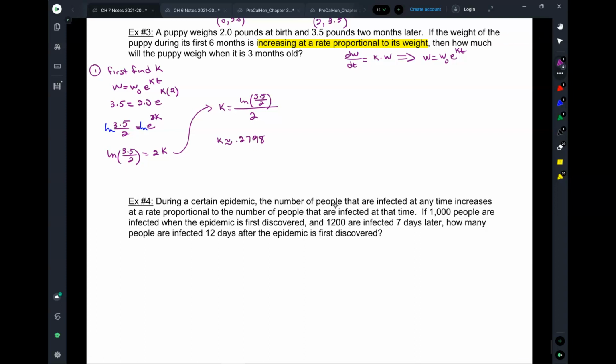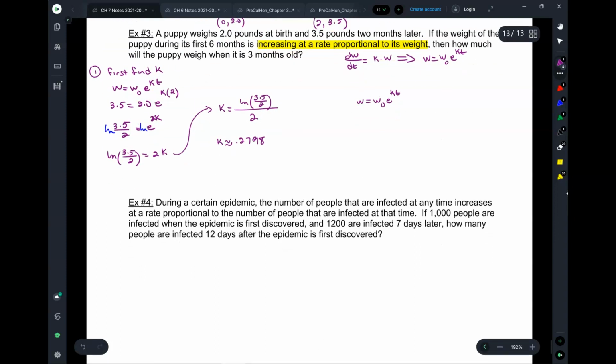Okay, now we're going to do a little bit of notation. We're going to plug this back into the original, right? But what we want here is a function. So we're going to say this is W of t equal to, the initial amount was 2, e to the 0.2798 t.